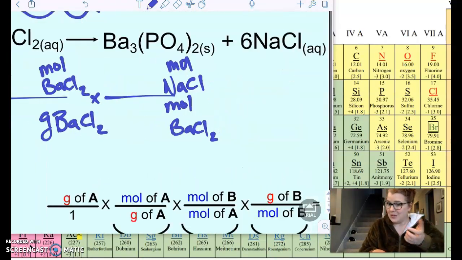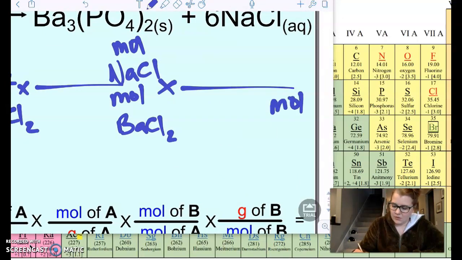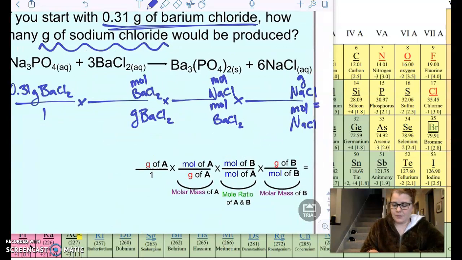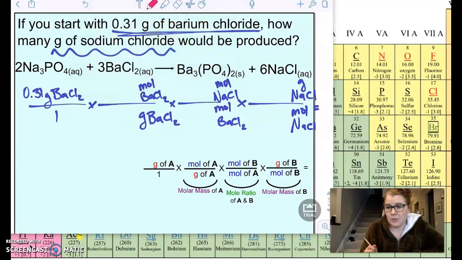But I don't want moles of sodium chloride, I want grams. One final step, moles of sodium chloride on the bottom, grams of sodium chloride on the top. Boom. Here's your setup. After that comes the numbers. If it's grams to moles, that's molar mass. You're going to get those values from the periodic table.